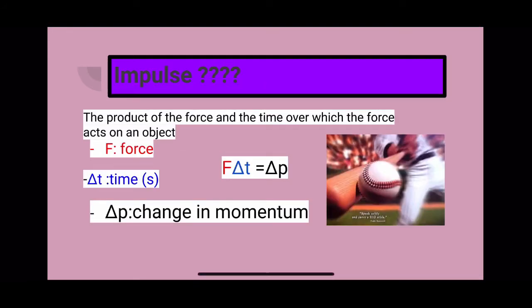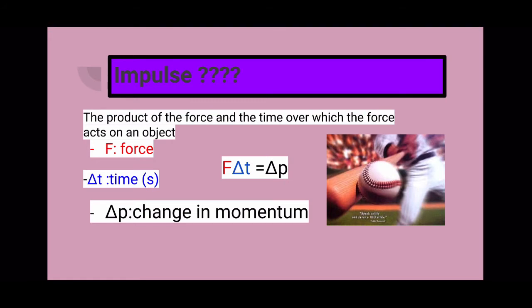Well, now moving forward, we're going to talk about impulse. An impulse is the product of the force and the time over which the force acts on an object. This is found with the formula F times T equals impulse, with F being force and T being time in seconds.